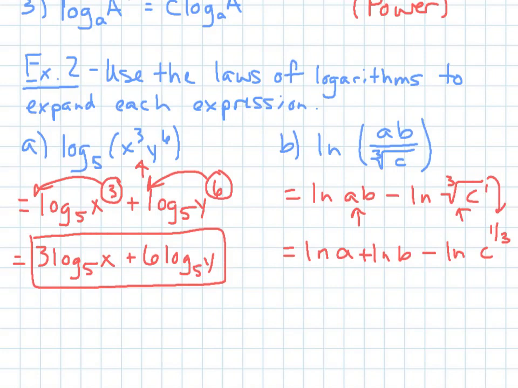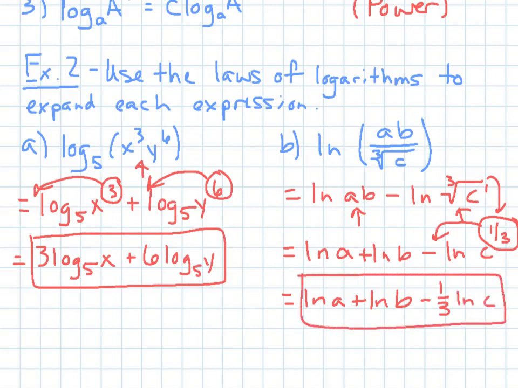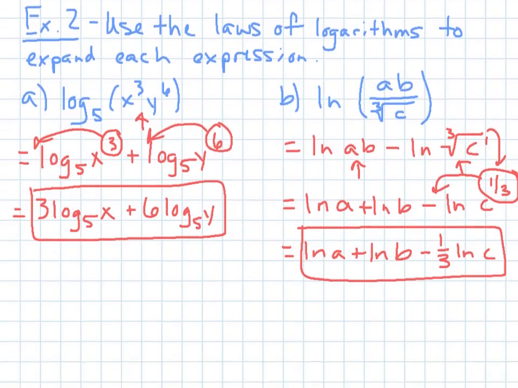And so now I have a power, so I want to move that in front. So ln of a plus ln of b, those ones are already taken care of, so I don't have anything else to do. And then minus 1/3 this time times ln of c. Okay? And so since there's nothing else to power or multiplied other than a scalar in front of the ln, I know that I am complete. So I've expanded this expression as far as I can go.